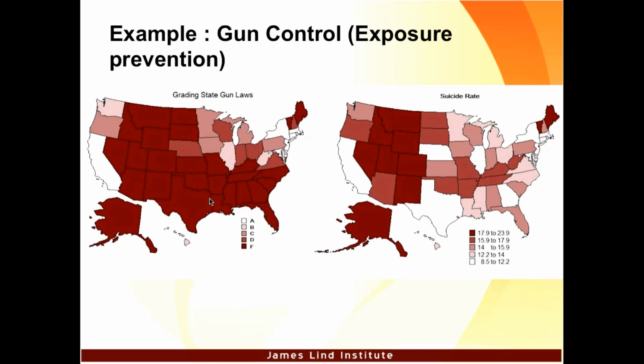Another example of exposure prevention would be gun control. Here, the specific disease that we're looking at is suicides. On the left-hand side, you'll see this is looking at gun laws in different states. The states that are very dark are the areas with the strongest gun laws, and the states that are a little bit lighter are where the gun laws are more relaxed, and so people have greater access to guns.